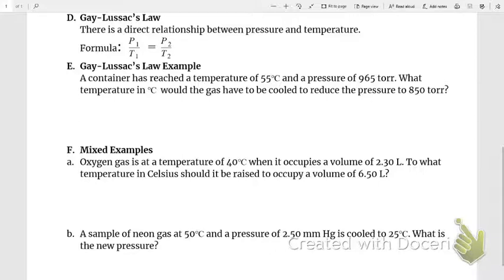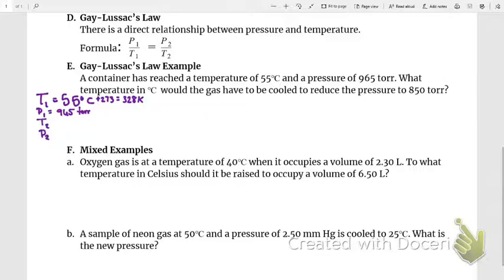So we have this container reach a temperature of 55 degrees Celsius and a pressure of 965 torr. So we could go ahead and take our first temperature of 55 degrees Celsius. Like the last one, you want to change to Kelvin right away, so that way it's one less thing to keep track of. So when we add those together, I got 328 Kelvin. And then we are working with pressure, so my P1 is that 965 torr. And we have a T2 and P2.